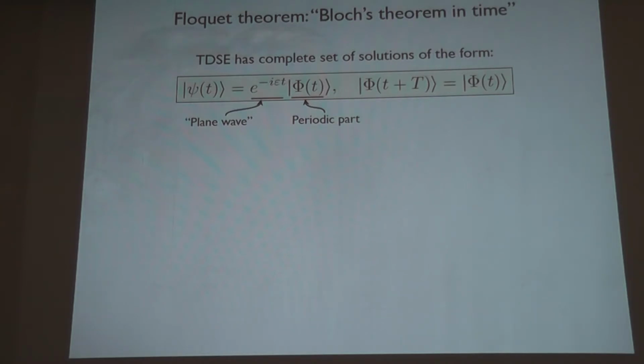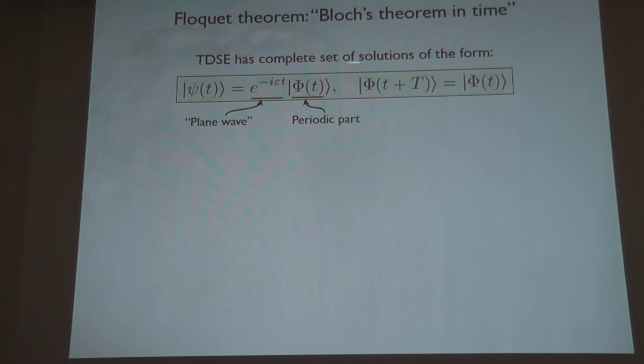It says I take my time-dependent Schrodinger equation with this time-varying Hamiltonian, and there will be a complete set of solutions, meaning they form an orthonormal basis of the Hilbert space, which take the form of some kind of phase which grows linearly in time. This is like the plane wave part of your Bloch state in the crystal, and then a periodic part, like your Bloch wave function, which repeats itself along with the driving field. So it's sort of an ansatz for a wave function.